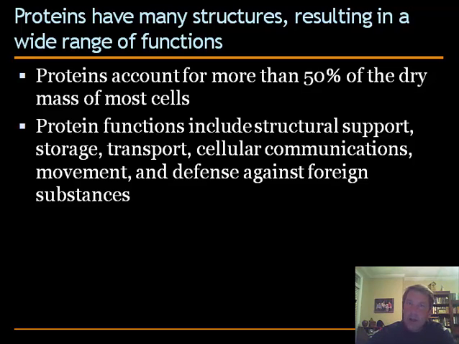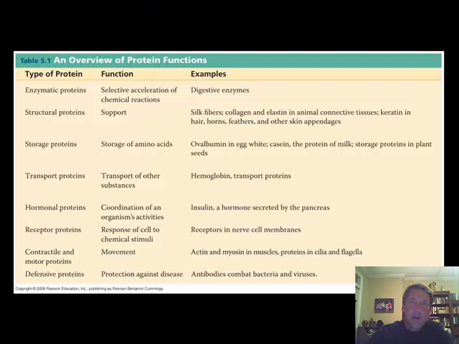So proteins is what we're going to look at. They have many different structures and many different functions as well. They can be very long chains of amino acids. They are polymers. So we mentioned that polymers are repeating subunits of monomers, and the monomers are amino acids, and so that is what they are made up of. And they have a lot of different roles or functions in the body.